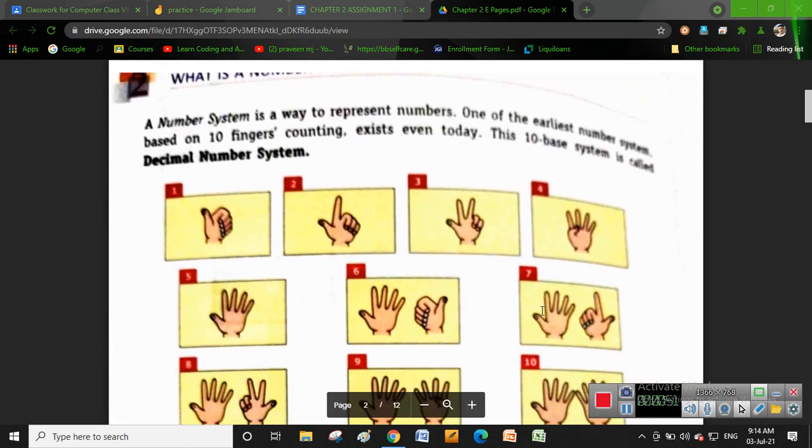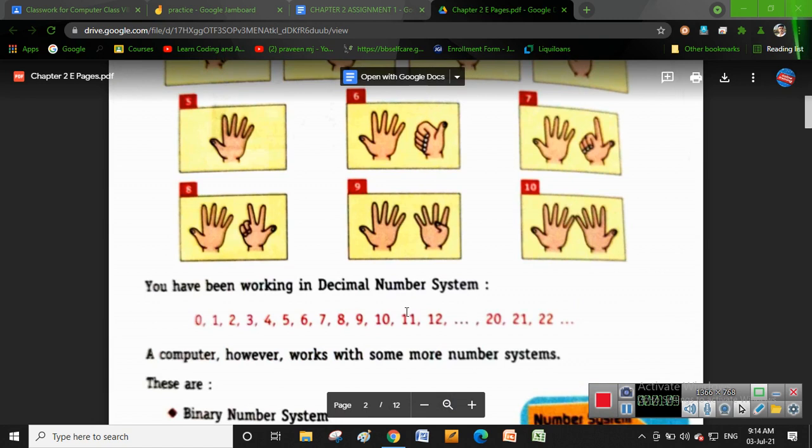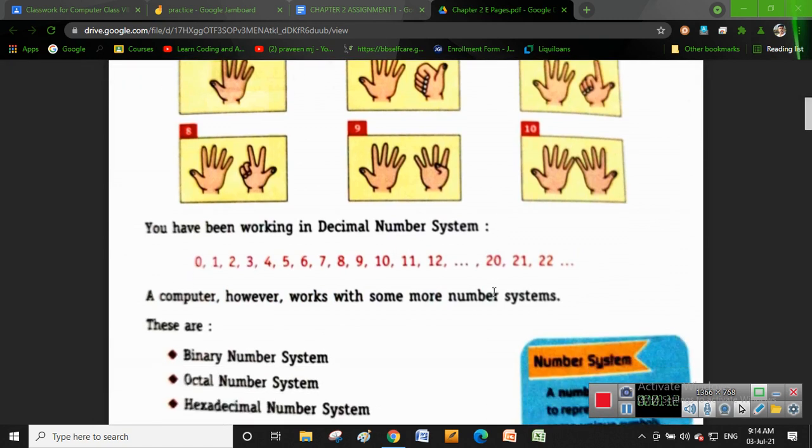So basically, a number system is nothing but a way to represent your numbers. The existing number system is the decimal number system, which counts from 0 to 9. With the help of fingers we can count 1, 2, 3, 4, 5, showing the fingers. What we are seeing is called the decimal number system.